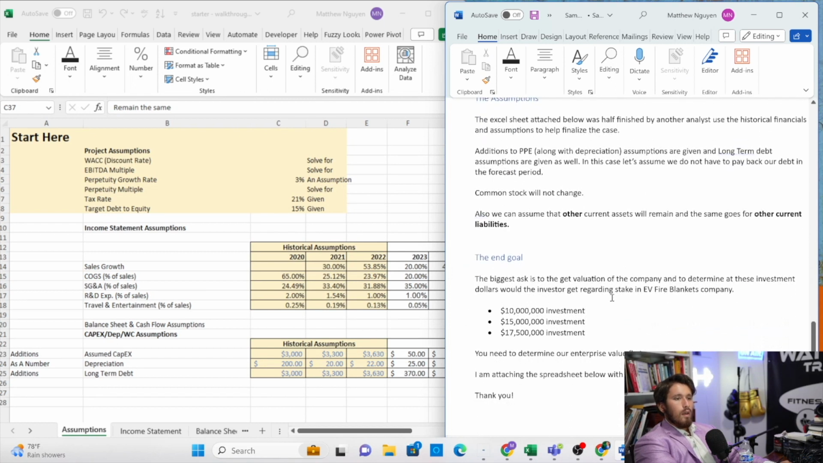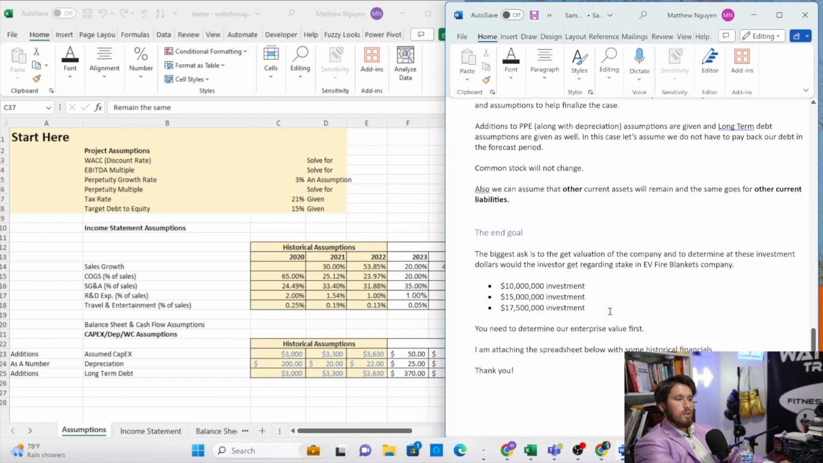The end goal: we want to get a valuation of the company and determine, at investment dollars, what the investor would get with regards to stake in the EV Fire Blanket company. You need to determine our enterprise value first. I'm attaching the spreadsheet below with some historical financials. Thank you. All right, let's get started.